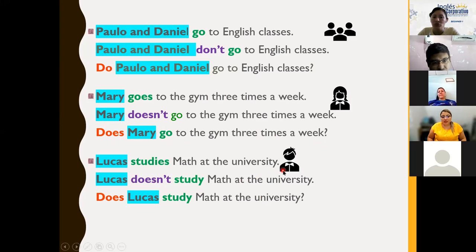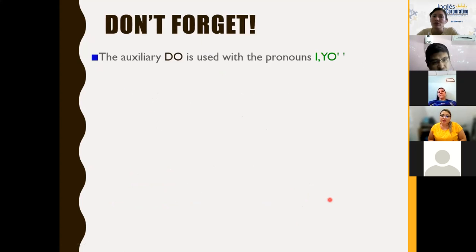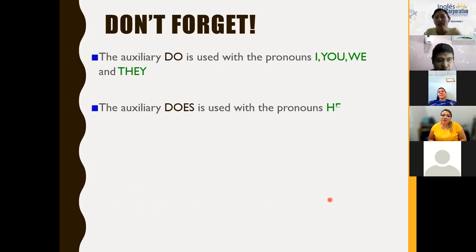Lucas studies math at the university. Lucas doesn't study math at the university. Does Lucas study math at the university? Subject, verb, in present simple, complement. Subject, auxiliary in negative, verb in present simple, complement. Auxiliary, subject, verb in base form, complement and question mark. Aquí era en base form, perdón. Verb, auxiliary negativo y forma base. Okay? Así es como lo vamos a ir trabajando. Si usted se fija, no hay donde perderse con los elementos, right? And don't forget, dijimos the auxiliary do is used with the pronouns I, you, we, and they. Y the auxiliary does is used with the pronouns.